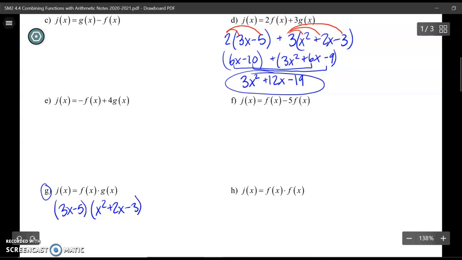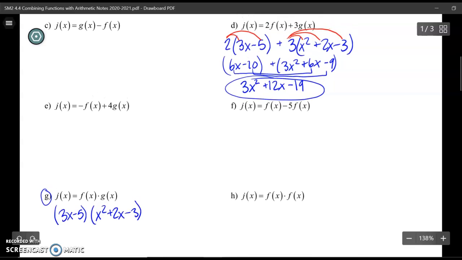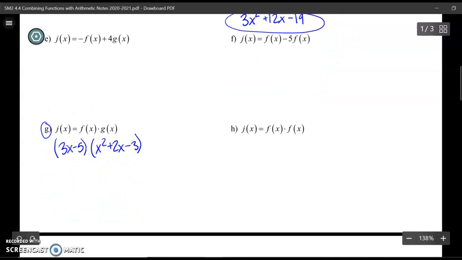Now remember, when we're multiplying polynomials, what we have to do is distribute. So I'm going to distribute this 3x into all three terms in my second polynomial to get a 3x cubed plus 6x squared minus 9x. Let me switch colors. I'll do the next part in green.